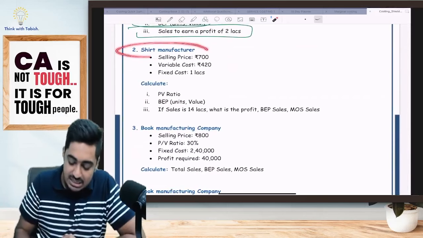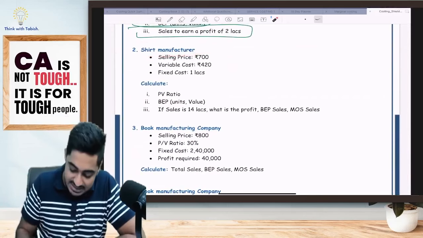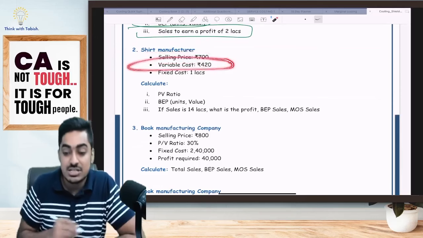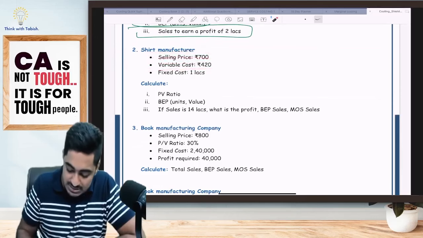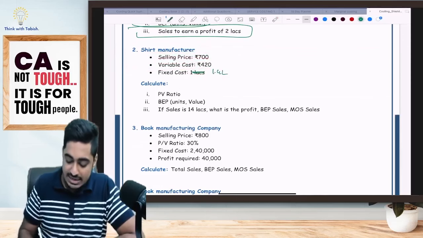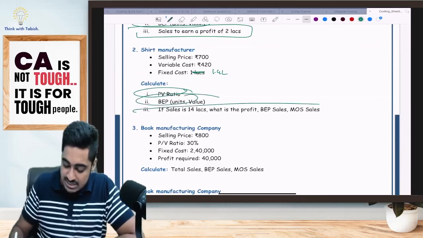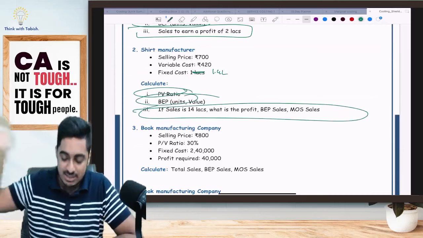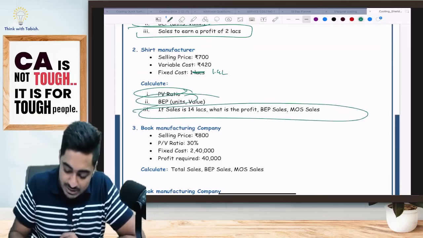Pay attention. I'm a shirt manufacturer. Every shirt I'm selling at 700 rupees. Every shirt's variable cost was 420 rupees. Imagine my fixed cost is 1.4 lakhs. Calculate PV ratio, break even point, and if my sale is 14 lakh, what is the profit, etc. First step is to put down the magic box format. Write down whatever data is available.